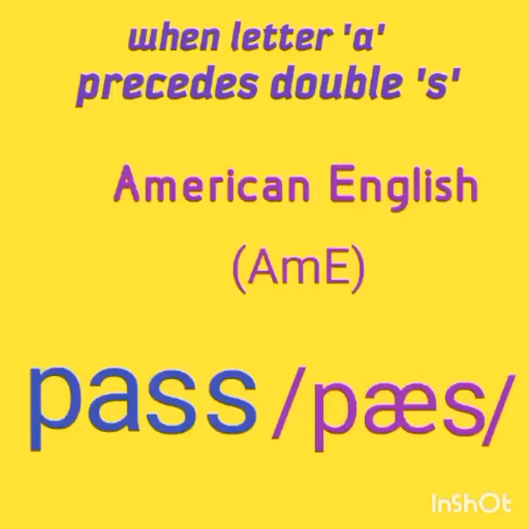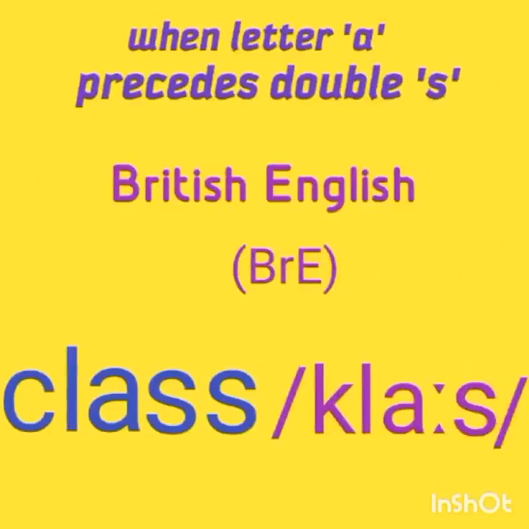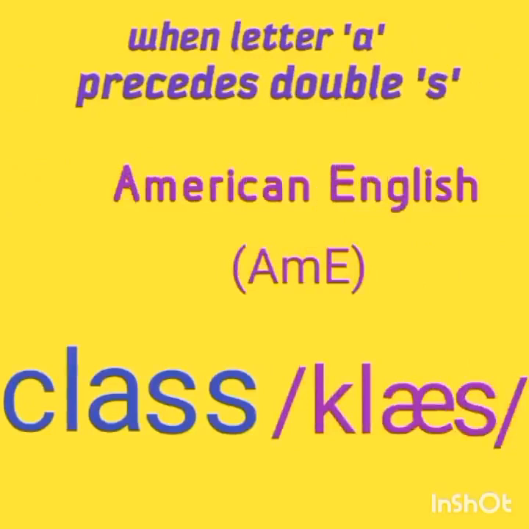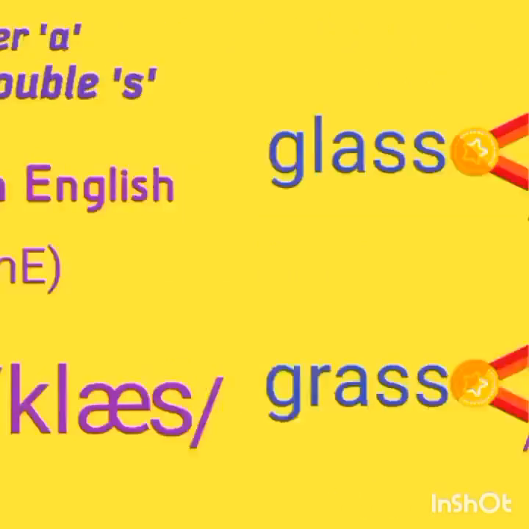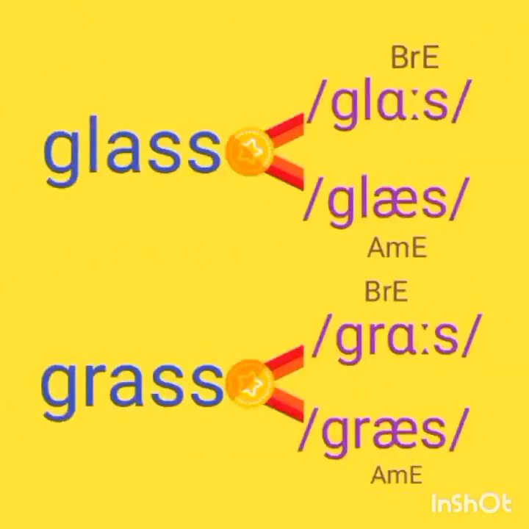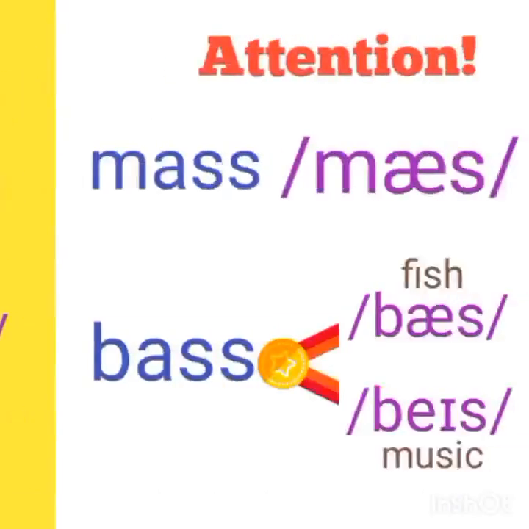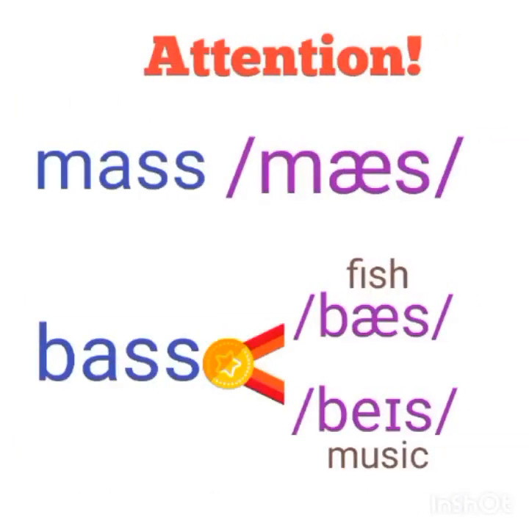Also, the word CLASS is pronounced class in British English, but class in American English. The same goes with the word GLASS, which is pronounced glass in British English, but glass in American English. And the word grass is British pronunciation, while grass is American pronunciation, and so on. The exceptions are MASS, which is pronounced mass, and BASS has 2 different pronunciations based on the meaning of the word. As you can see from the transcription, bass is the name of a fish, while bass is a part in music.